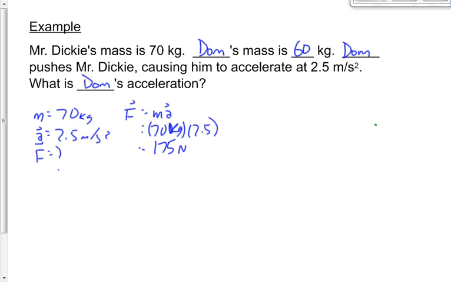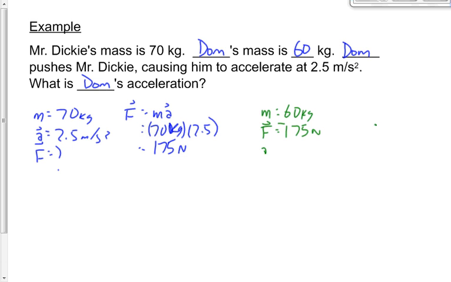But now, this next step is the step that you might not have known a week ago. Yep. Michael? Why do you want to divide by Dom's mass? Good, the same force, right? Dom's mass is 60 kilograms. The force acting on Dom, we now know is 175. Or is it? Is it 175? Oh, it's not. Oh, but it's close. Yes, because it's equal and opposite. So Dom's force is negative 175.